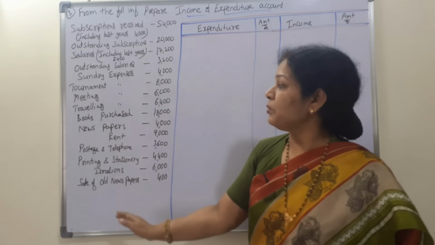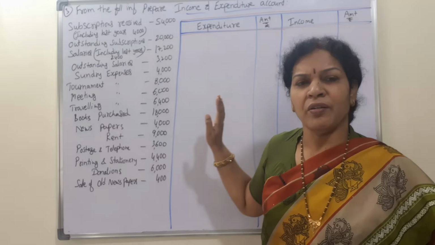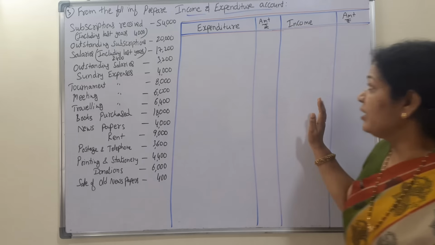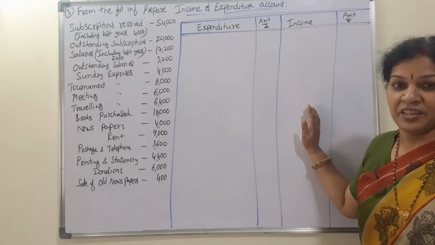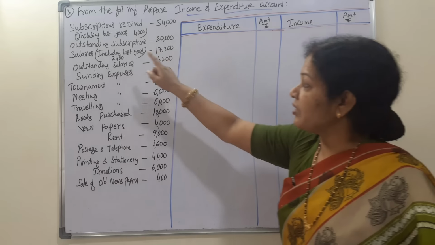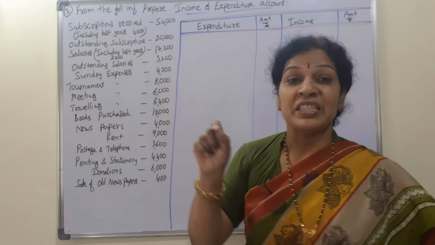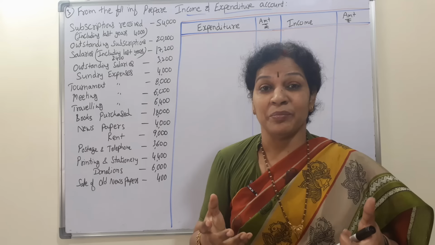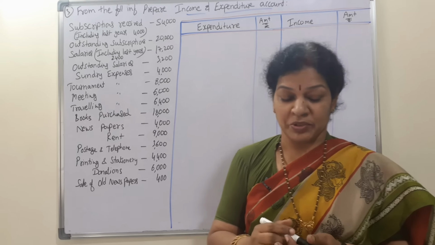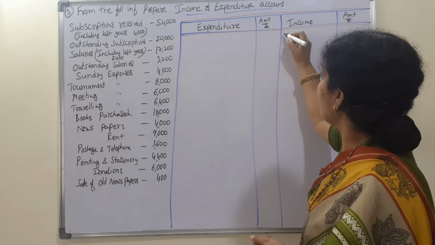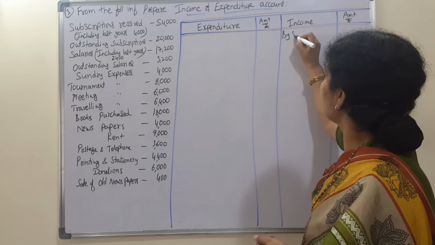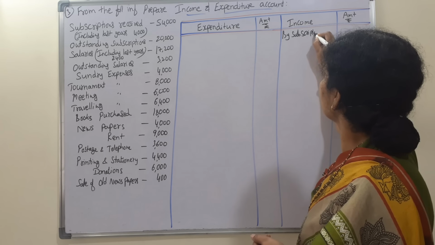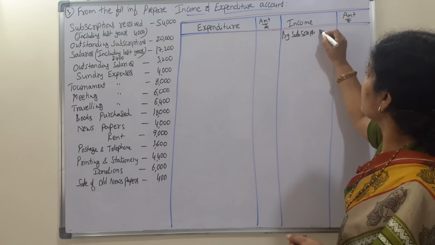Now what is given to us? From this we have to write all the expenses and losses on the debit side, incomes and gains on the credit side. What is there first? Subscriptions received. It's income. We are receiving subscriptions, so it's an income by subscriptions. How much is it? 54,000.